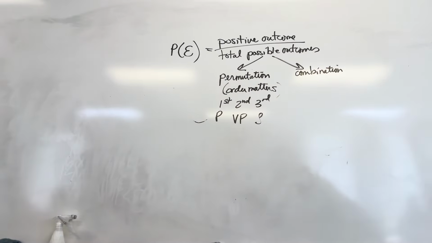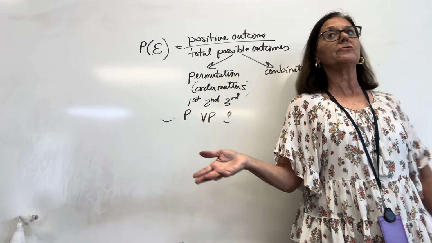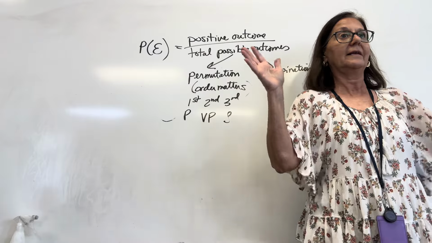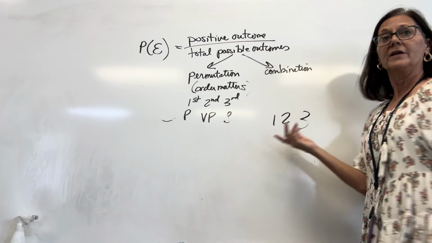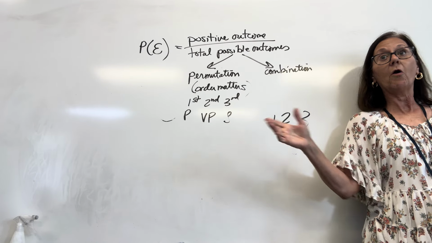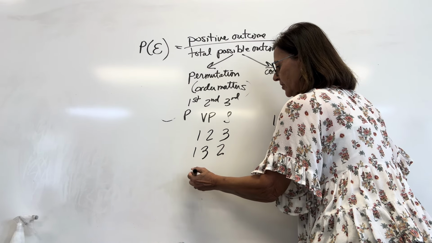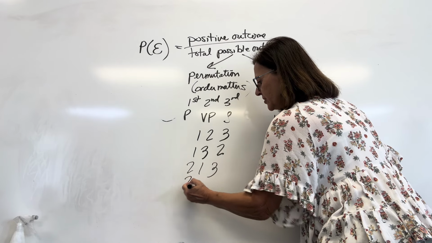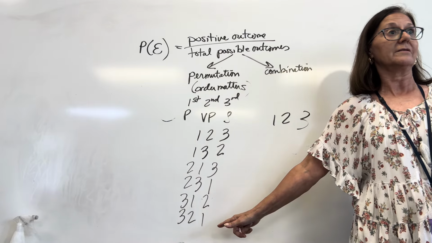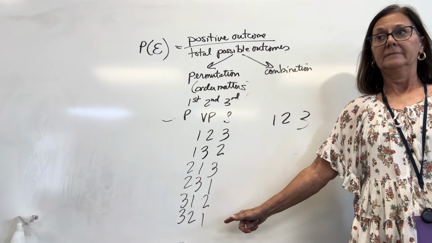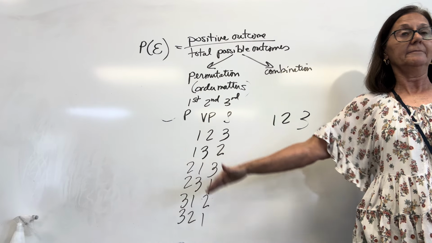You got it? Order doesn't matter if I just say I have these numbers 1, 2, 3 and just pick them. I don't care, there's only one combination, right? The only combination is 1, 2, and 3. When order matters, then it's 1, 2, 3; 1, 3, 2; 2, 1, 3; 2, 3, 1; 3, 1, 2; 3, 2, 1. Those are permutations. This is the fundamental counting principle of how we count the denominator.